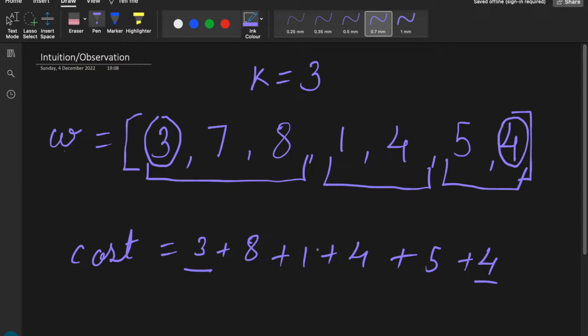Now the second thing you will notice is the elements which we are adding, other than the first and last element. For example, 8 1 and 4 5, they all are adjacent elements. Why? Because the next bag will start only when one bag ends. So if 8 is the end of one bag, then the element next to it will be the start of another bag.